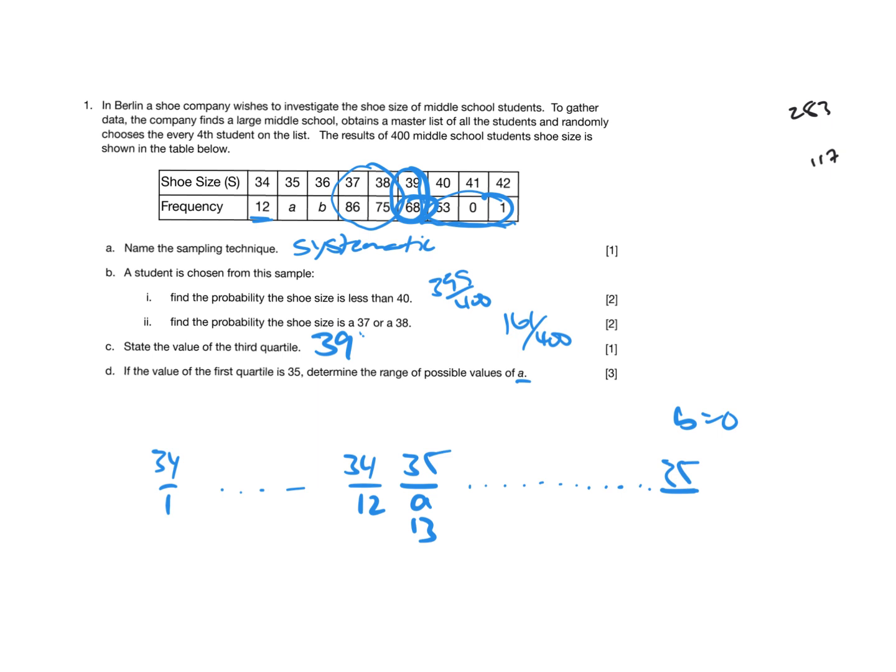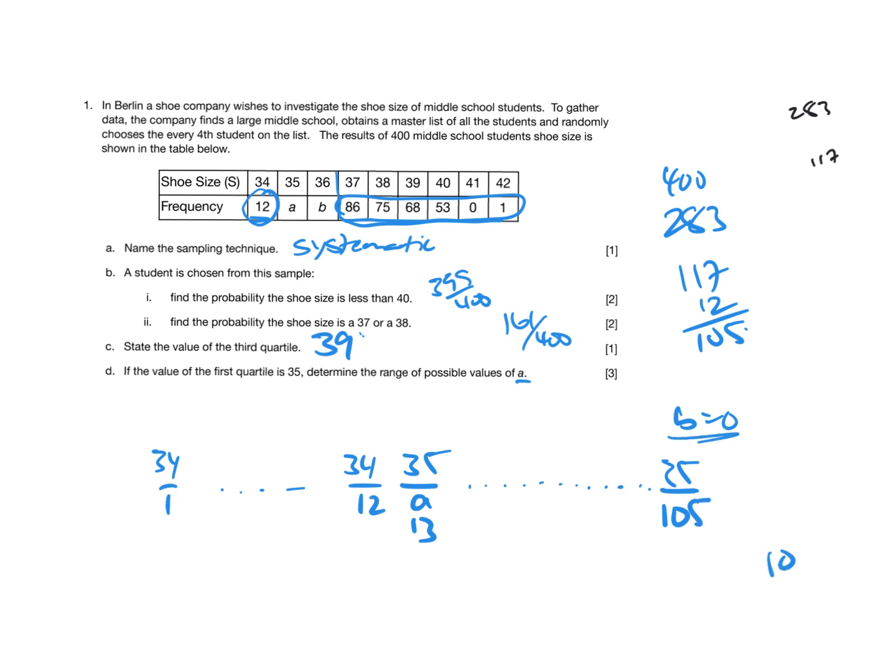Now, first of all, if B equals 0, then for the last value here to be 35, it's going to be all these values subtracted from 400. All these values here add up to 283. If I go 400 subtract 283, I get 117. But I also know that there are 12 for sure there. So if I subtract the 12, I get 105. And so the largest possible value is the 105th spot, and that's if B is 0. So the upper end is 105.